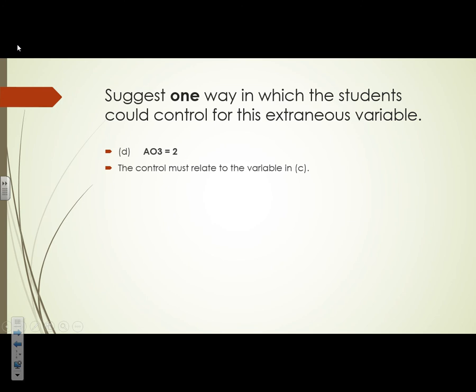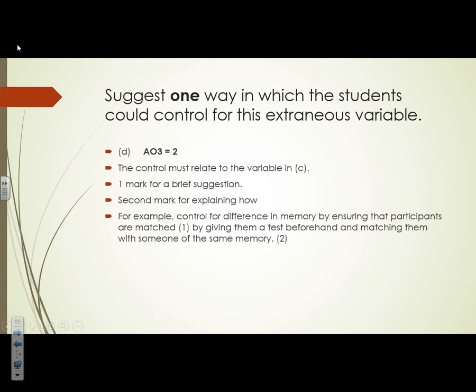So if you said, for example, memory, and then you started talking about everyone would have the same amount of time, or all the words would be the same for both conditions, then you don't get any marks. They must be linked together. 1 mark for a brief suggestion, and the second mark for explaining how. So suggesting an idea, so what are you going to do, and then tell me how you're going to do it. So the example here would be to control for a difference in memory.